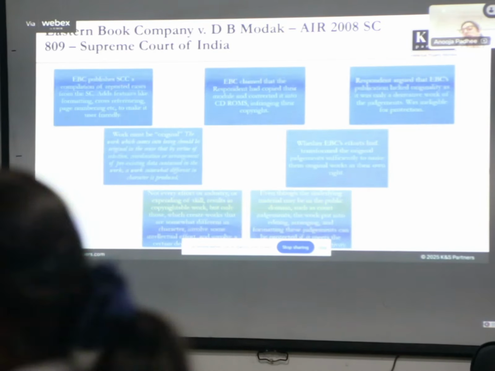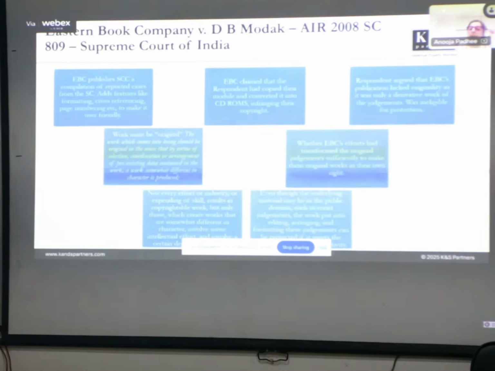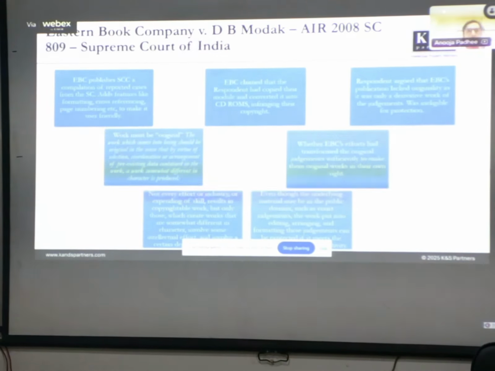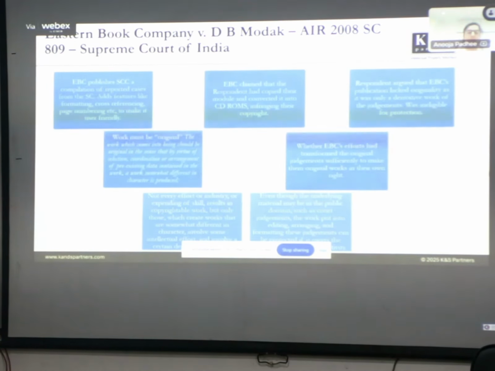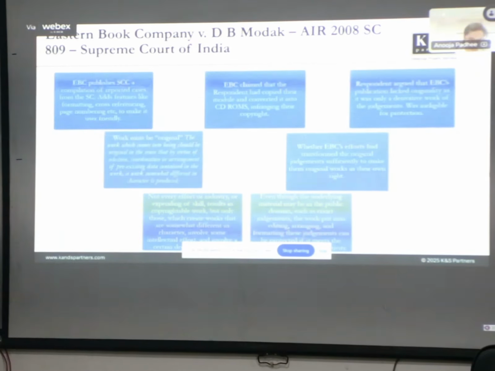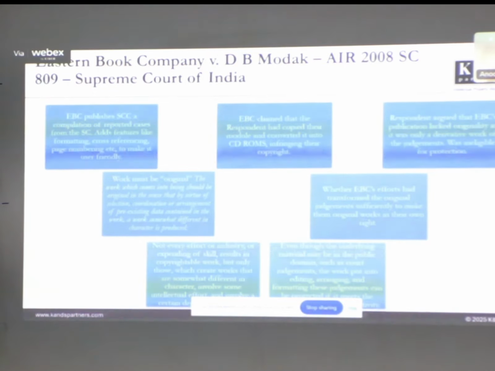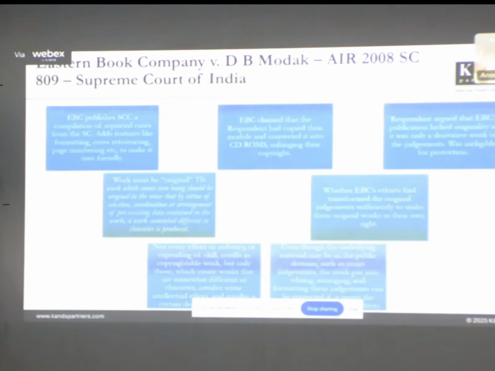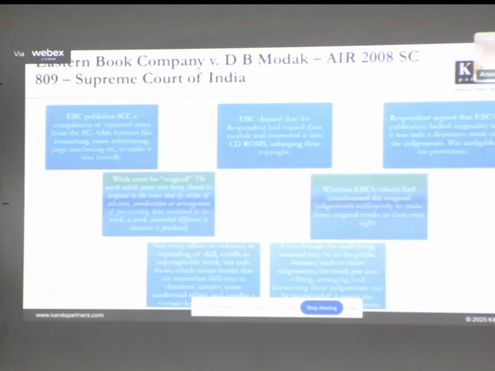Then, the respondent argued that EBC's publication lacked originality because it was only a derivative work from the judgments. The judgments were in the public domain, they didn't do anything to it, they were just compiling these judgments together, and so there was no originality in their work, and hence it is ineligible for protection. Now, here, like we've discussed several times already, you may compile the work in a certain manner, but whatever it is that you do, the work that is generated must be different and original in its own right. So what the court had to look into was whether EBC's efforts had transformed the original judgments that were in the public domain sufficiently to make them original works in their own right.